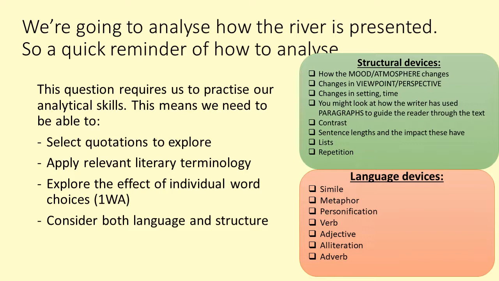You might look at how the writer has used paragraphs to guide the reader through the text. You may consider contrast, sentence lengths and the impact these have, listing and repetition. In terms of language devices, please look out for similes, metaphors, personification, verbs, adjectives, alliteration, and adverbs. I would actually like you to make a note of structure devices, please, and language devices in your book.